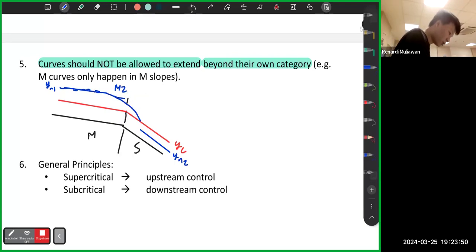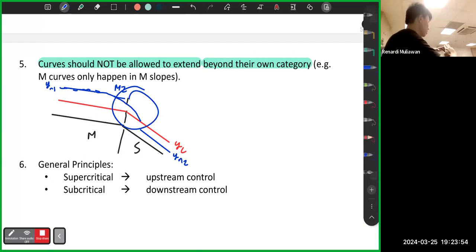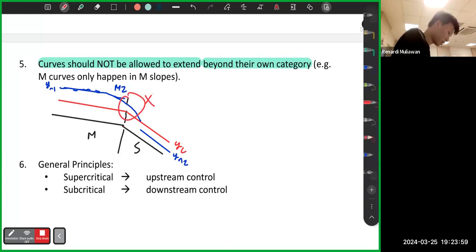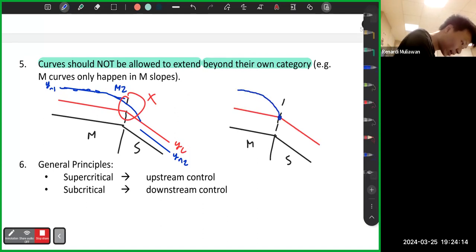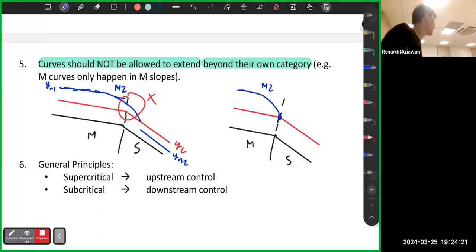So your M2 cannot go beyond the boundary between M and S. If you draw it like this, then you got a problem. So this one cannot be like this, just to indicate. So if this is M and S, this is your critical depth. M2 must stop exactly at the boundary. It cannot extend. So that's the rule. It's just like that.